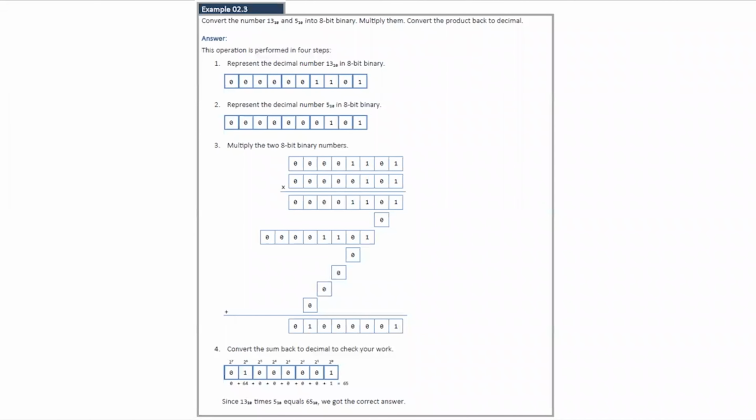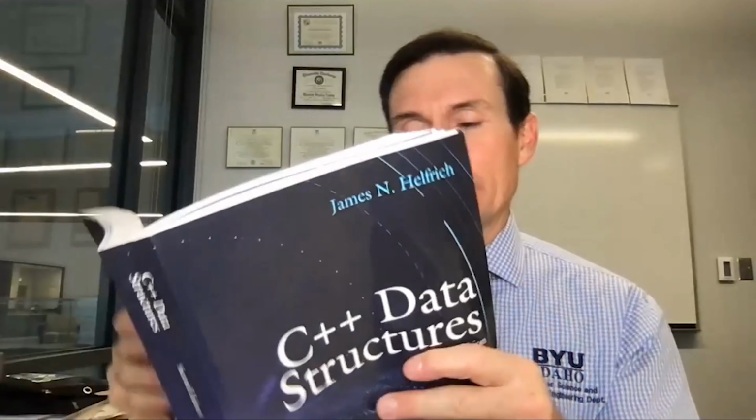You can learn more about how to multiply integers and work with integers in general in the integer chapter of the C++ data structures textbook.